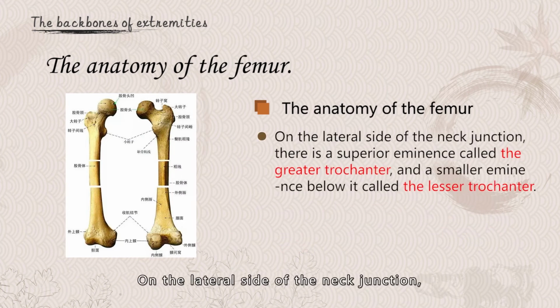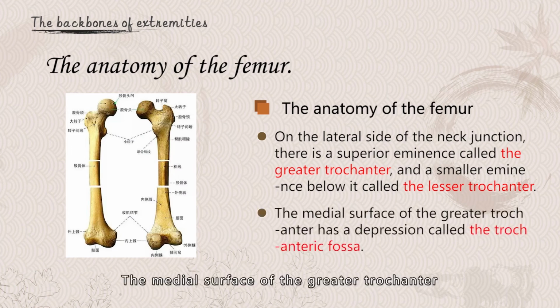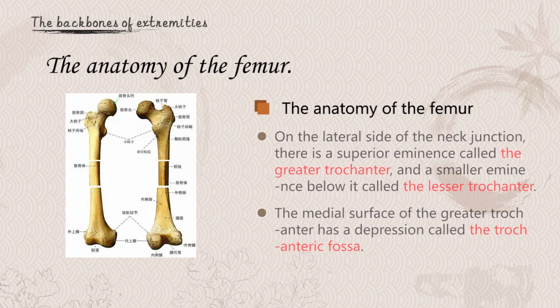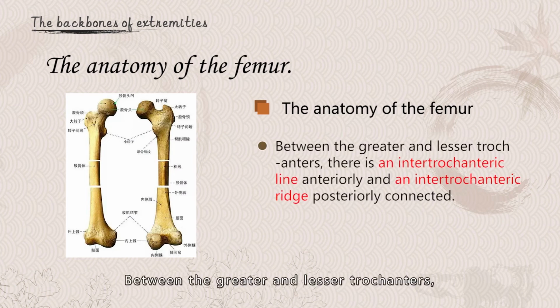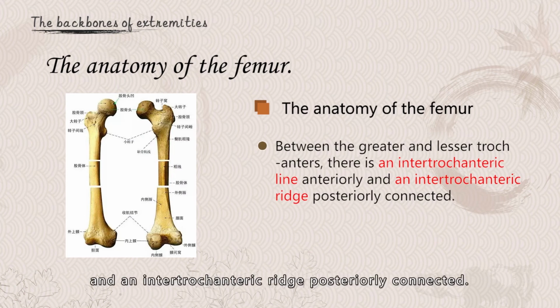On the lateral side of the neck junction, there is a superior eminence called the greater trochanter, and a smaller eminence below it called the lesser trochanter. The medial surface of the greater trochanter has a depression called the trochanteric fossa. Between the greater and lesser trochanters, there is an intertrochanteric line anteriorly and intertrochanteric ridge posteriorly connected.